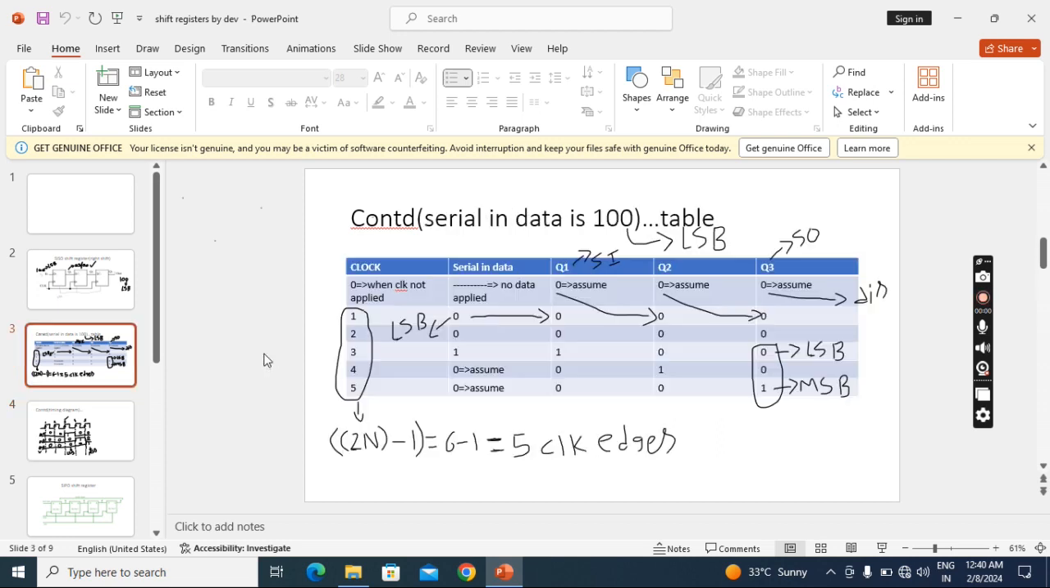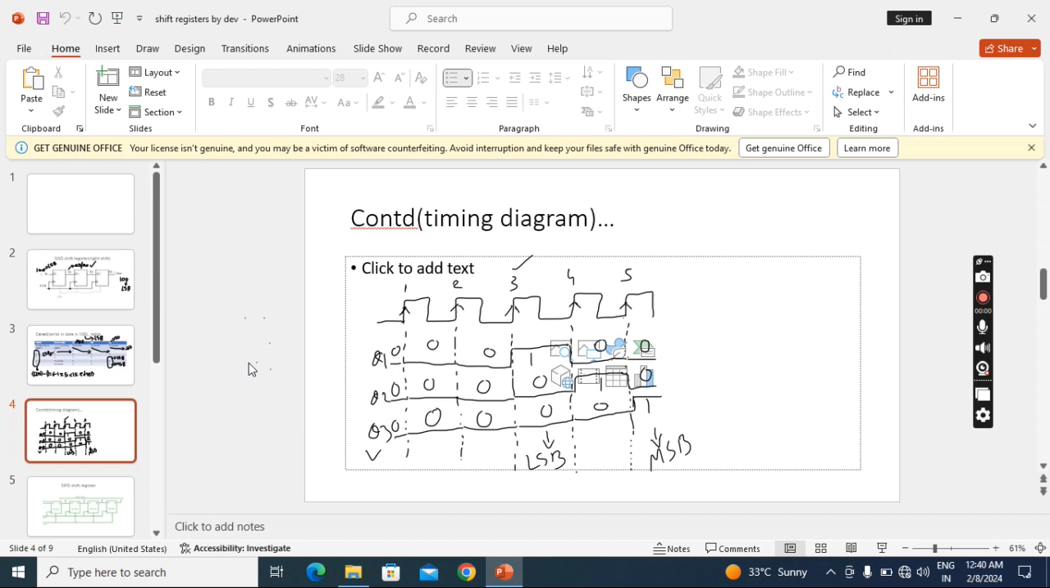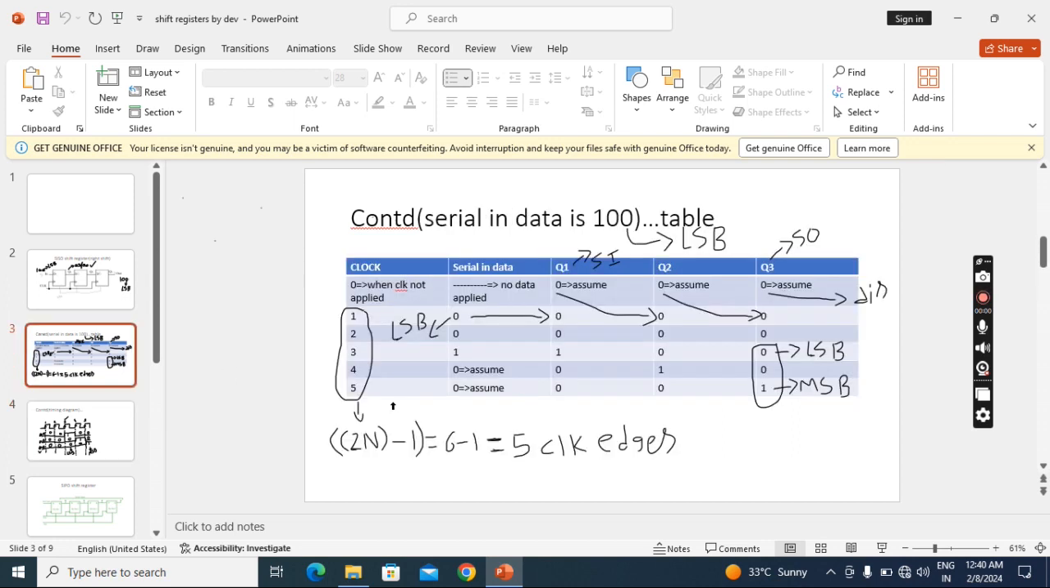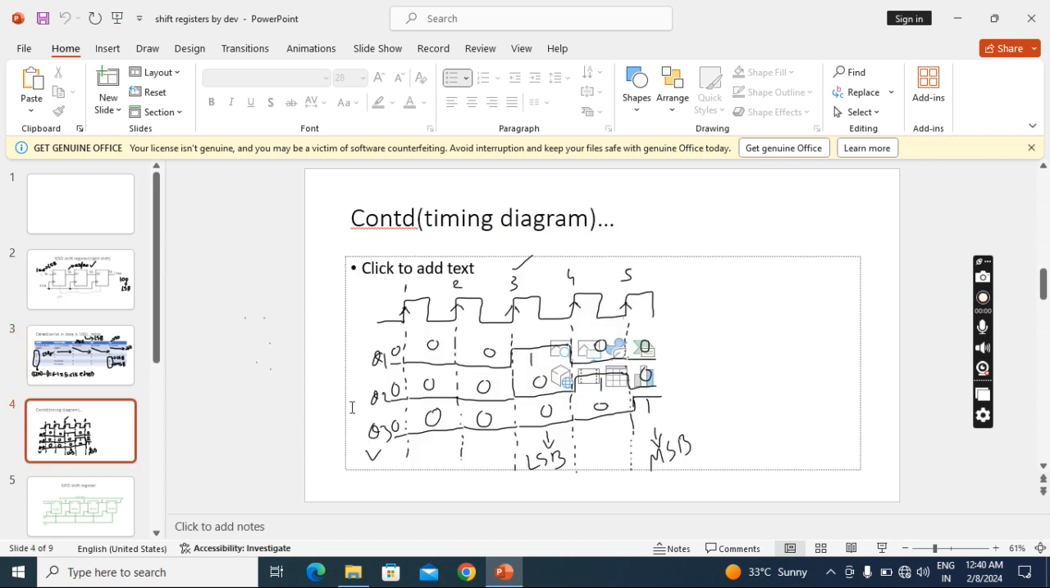At the fourth clock pulse, Q1 became 0 again and Q2 became 1, and Q3 continues as 0. At the last clock pulse, the fifth, see the status: Q1 and Q2 are 0, but Q3 is 1. So Q1 continues as 0, Q2 went from 1 to 0, and Q3 went from 0 to 1. Those values we wrote here.